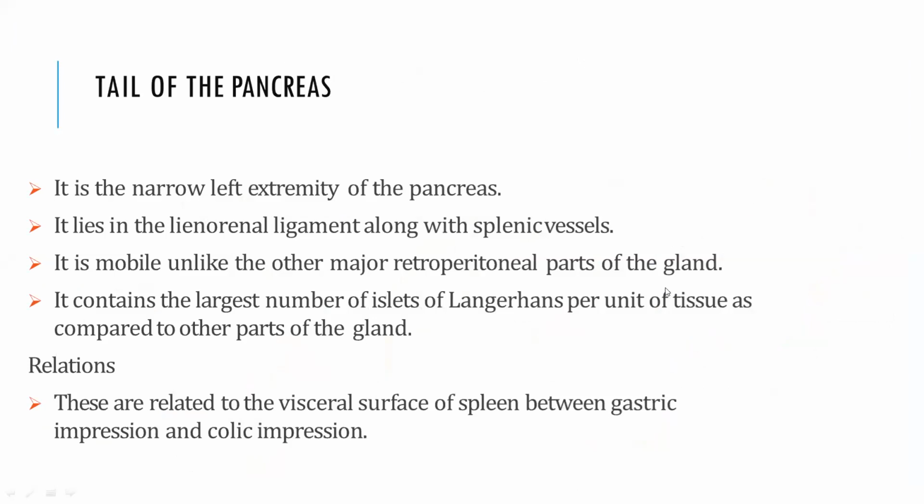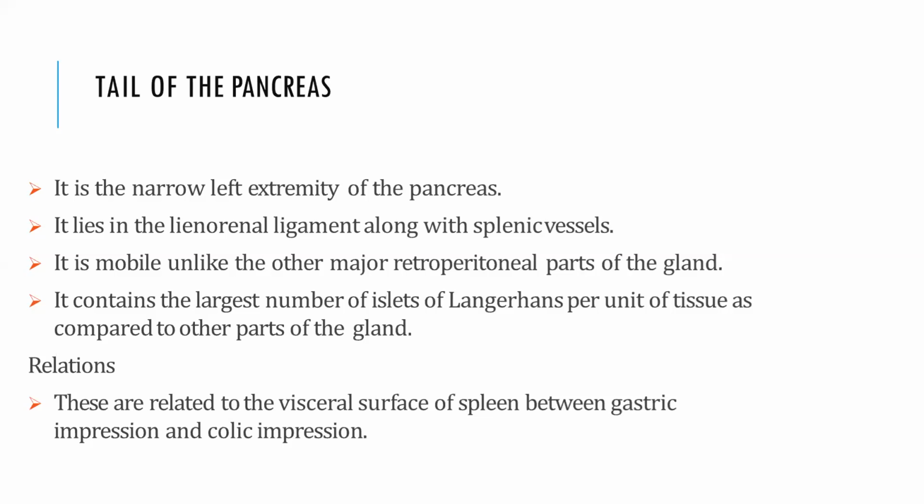And then the tail of pancreas, which is the narrow left extremity of the pancreas, lies within the lieno-renal ligament along with splenic vessels within the hilum of the spleen. It is mobile, unlike the other major retroperitoneal parts of the gland. It contains the largest number of islets of Langerhans per unit of tissue. Concerning relations, the tail of pancreas is related to the visceral surface of the spleen, lying in between the gastric impression and colic impression. So this is regarding the spleen.